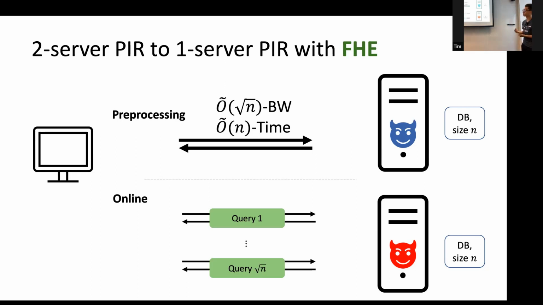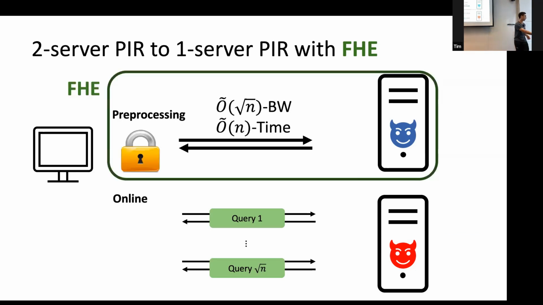And during the online phase, the client only interacts with the red server here, and the client makes some queries. So this is a 2 server PIR. And we simply use fully homomorphic encryption to encrypt everything during the preprocessing phase. So basically now, the whole preprocessing is run inside of some fully homomorphic encryption scheme.